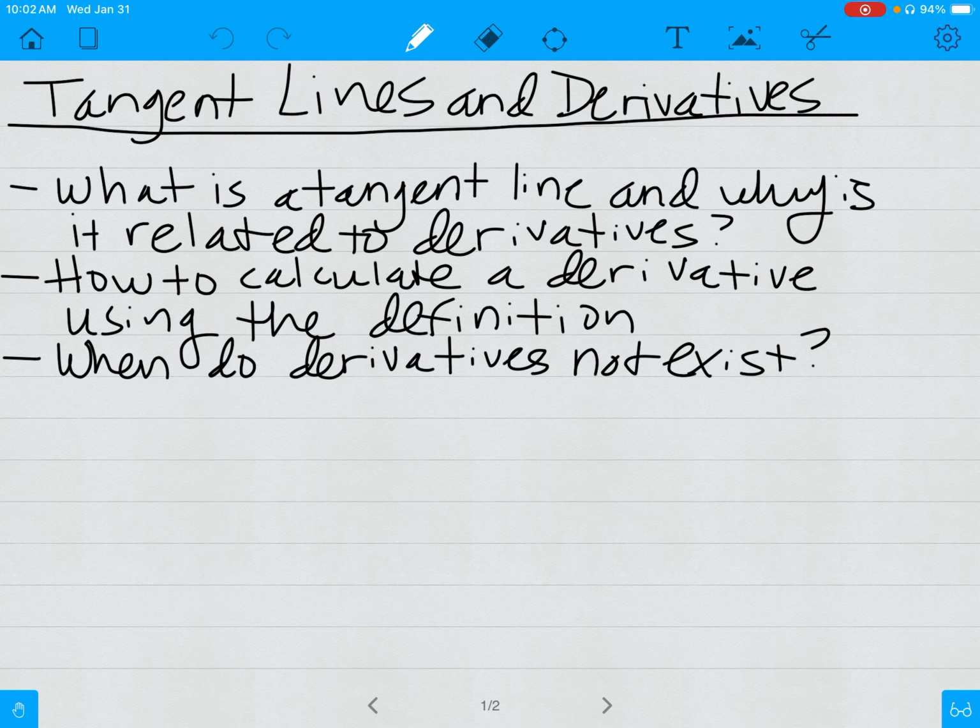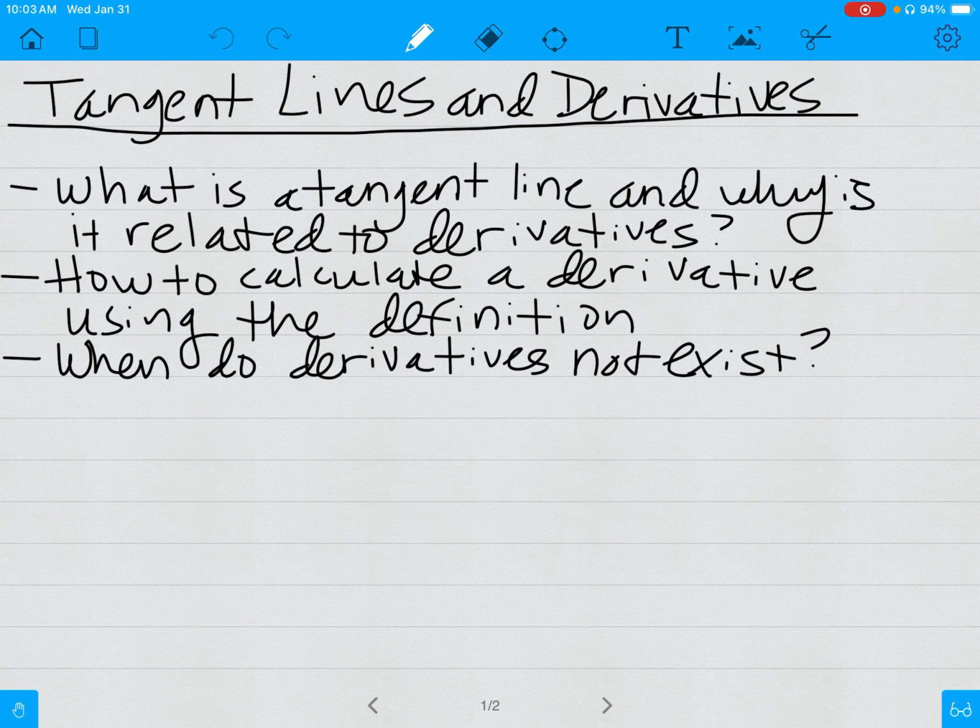We're going to be looking at how to calculate a derivative using the defining function of what a derivative is. So how do I actually use this expression to find a derivative? And then we also want to talk a little bit about under what circumstances do derivatives exist versus not exist. There are times when you will be dealing with a function at a particular point and it won't have a derivative. And so we want to talk about the times that arises.